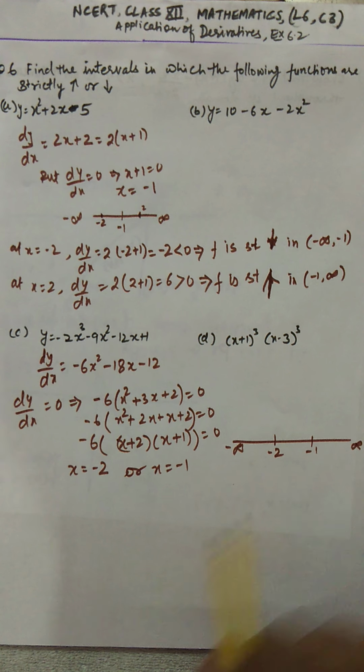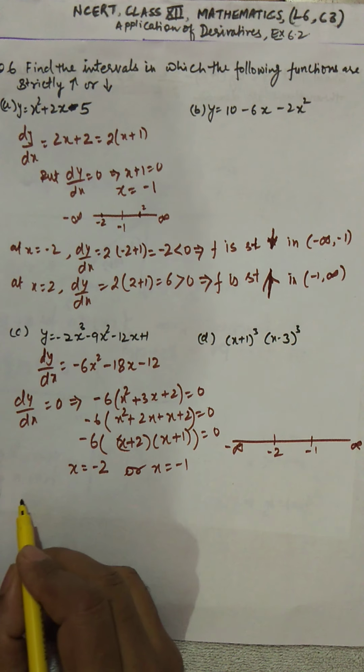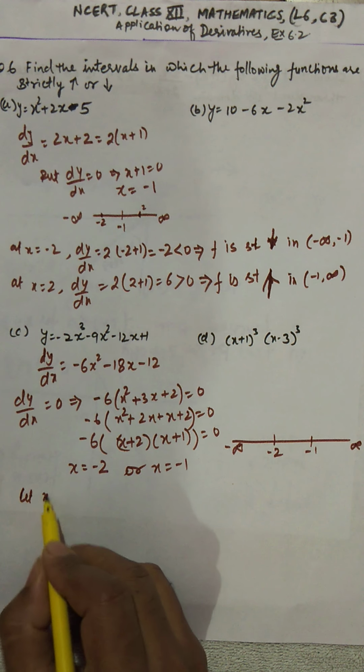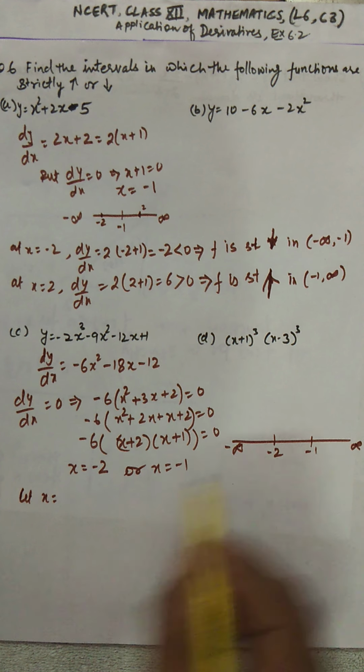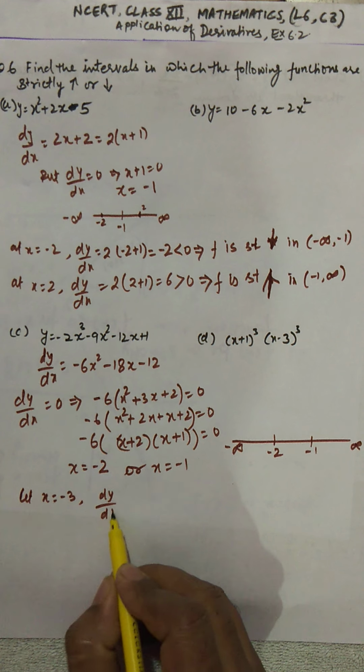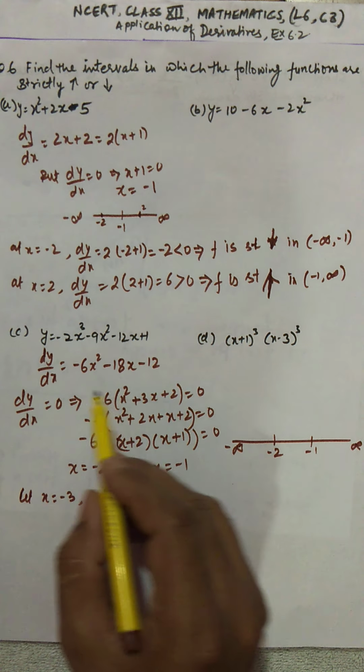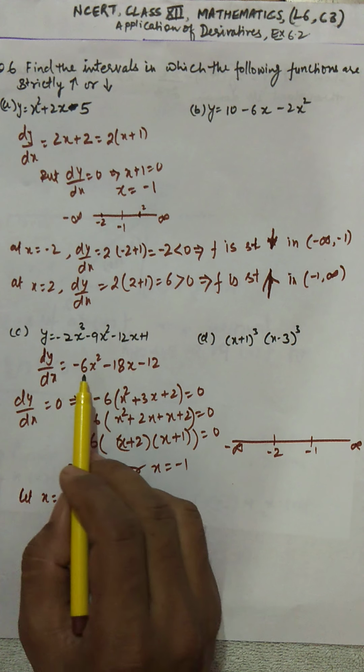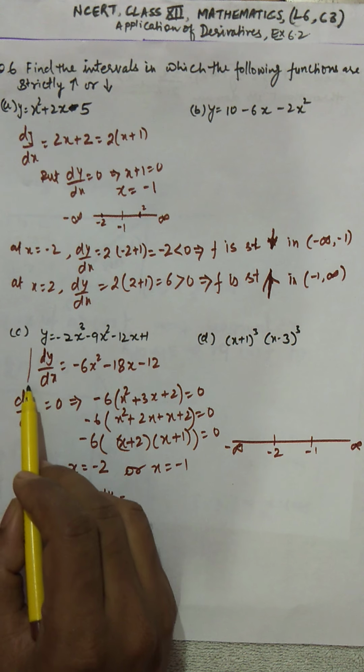Now we can see that we have three parts of this complete real number line, and we can take an example again. Let x equal to, you can take any point, let's say minus 3. Then you can check the sign of dy by dx. Remember, this one is your dy by dx.